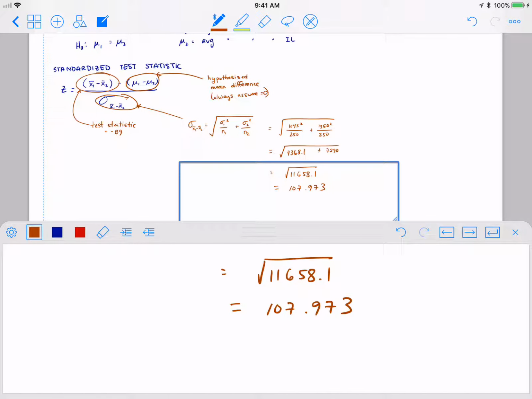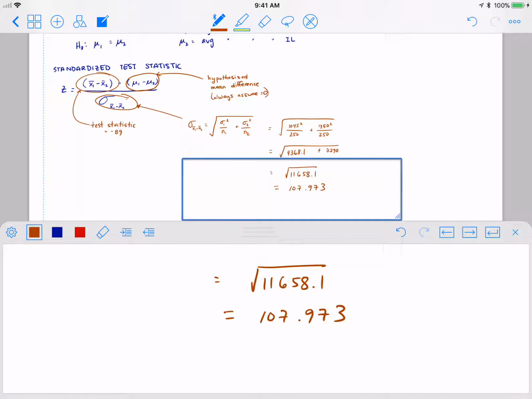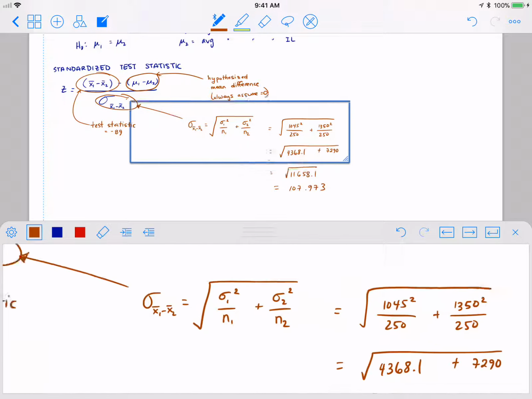You want to be careful in general. This is just a general statement for statistics, especially when you're doing your online homework. You want to be very careful about rounding too much in the beginning while you're doing your calculations. So here I'm going to leave it at 107.973.